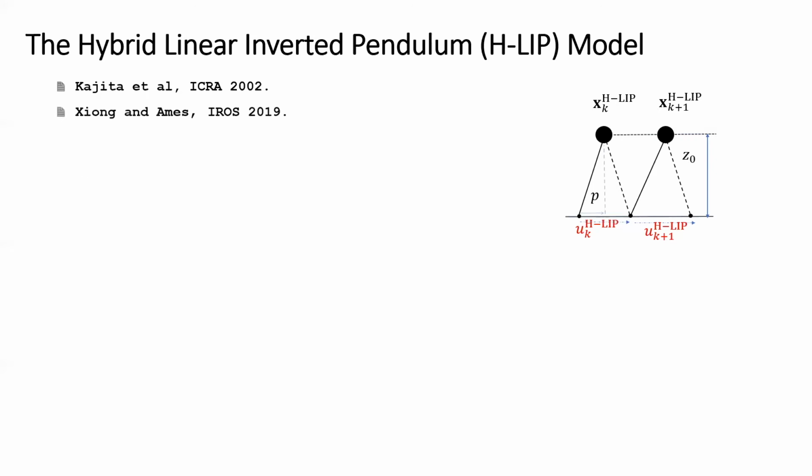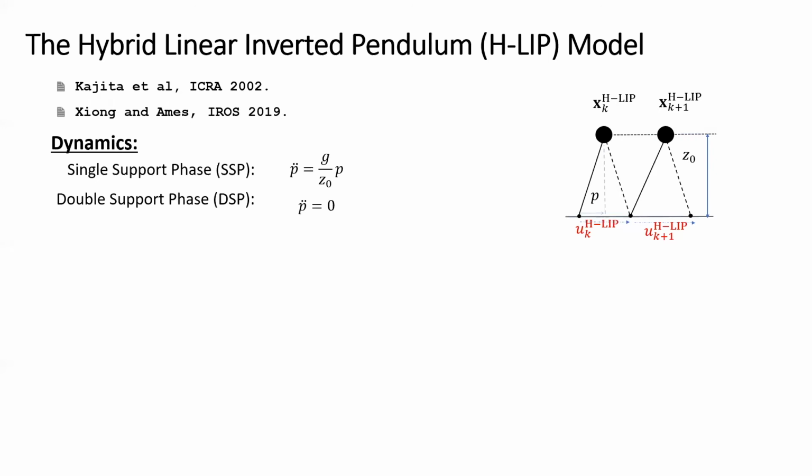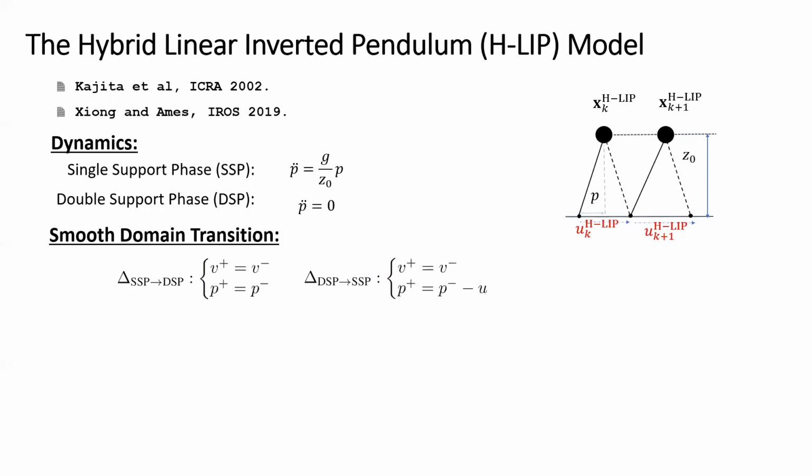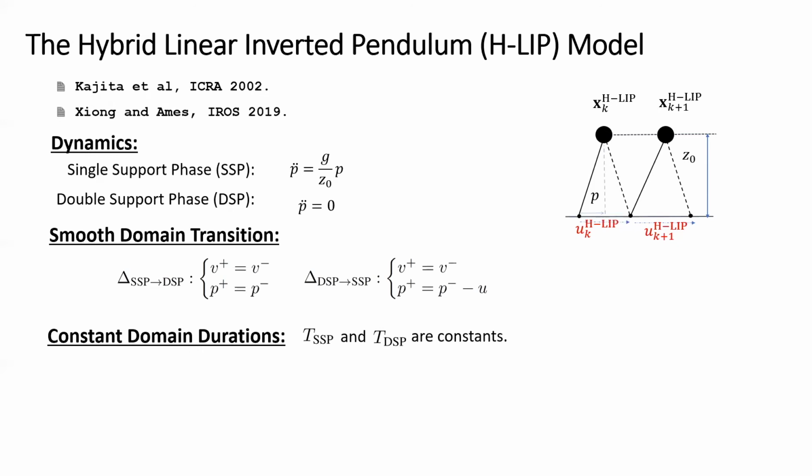The walking dynamics is composed of two parts. In the single support phase, the dynamics is a passive LIP model. In the double support phase, the velocity is constant. The transition between two domains has no velocity jumps. The domain durations are assumed to be constant. As a result, we can derive the step-to-step dynamics in closed form, which is a linear dynamic system.